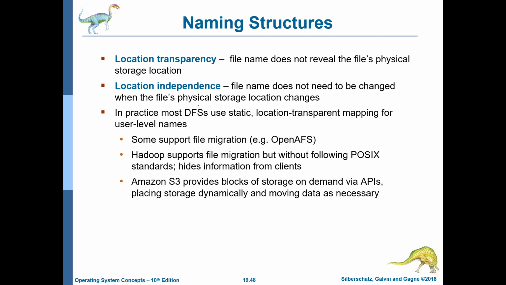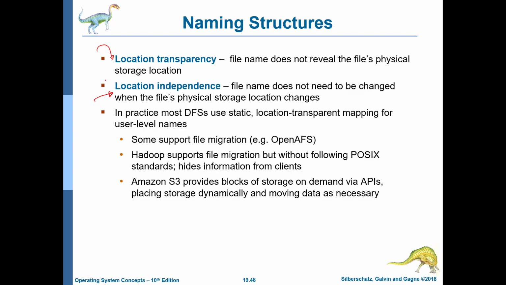Regarding naming, there are two very common terms which are used in distributed systems. They are known as location transparency and location independence. Location transparency means that the file name as such does not reveal the file's physical storage location. We have talked about that. And the other is location independence, which means that if the physical storage location changes, the name of the file doesn't have to be changed.